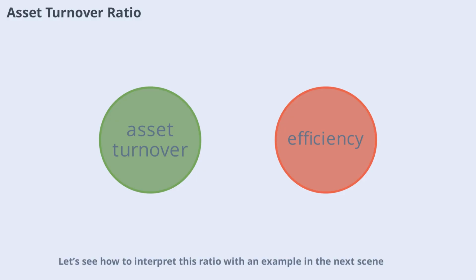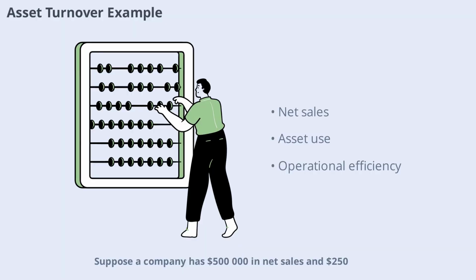Let's see how to interpret this ratio with an example in the next scene. Suppose a company has $500,000 in net sales and $250,000 in average total assets. The asset turnover ratio is $500,000 divided by $250,000, which equals 2. This means the company generates $2 in sales for every $1 of assets. Comparing this ratio with industry averages helps assess operational efficiency.